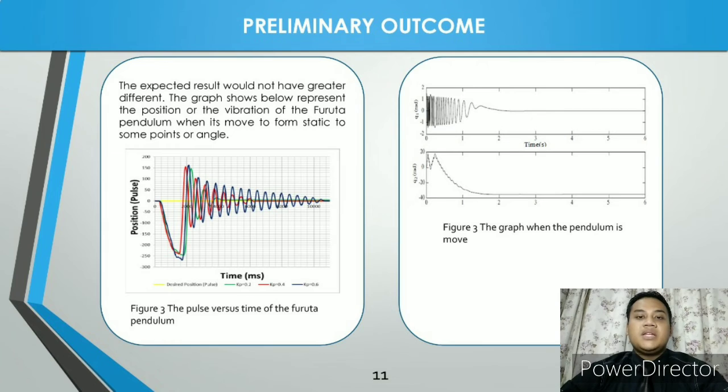Okay, for the preliminary outcome, you can see that there are two graphs, where the expected result would not have a greater difference from the previous one. The graph shown below represents the position or the vibration of the full rotor pendulum when it's moved from static to some points or angle. Figure number 3 shows the pulse versus time of the full rotor pendulum, and the figure is the graph when the pendulum is moved.